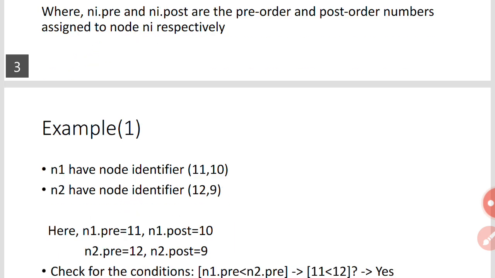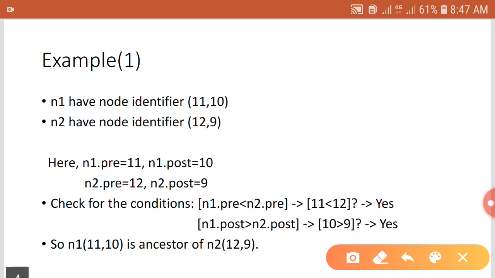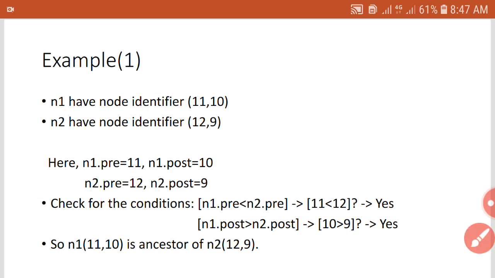Now consider this example. Suppose node n1 has node identifier 11,10 and n2 has node identifier 12,9. The first part in the identifier indicates the pre-order value, and the second part indicates the post-order value. Here n1.pre is 11, n1.post is 10, n2.pre is 12, and n2.post is 9.